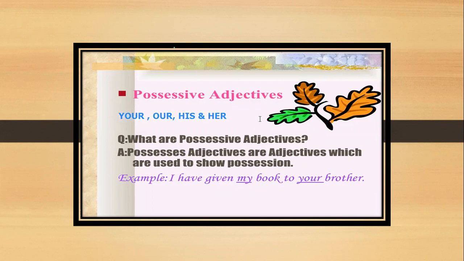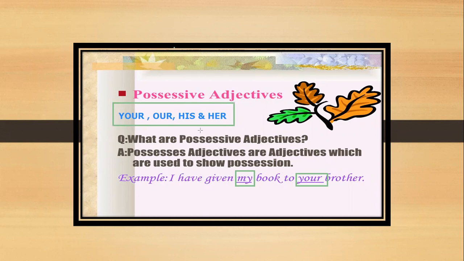These are the few possessive adjective examples. Keep them in your mind. Okay, so let's see the example first. I have given my book to your brother. Okay, my is already there, that's why I haven't typed it.